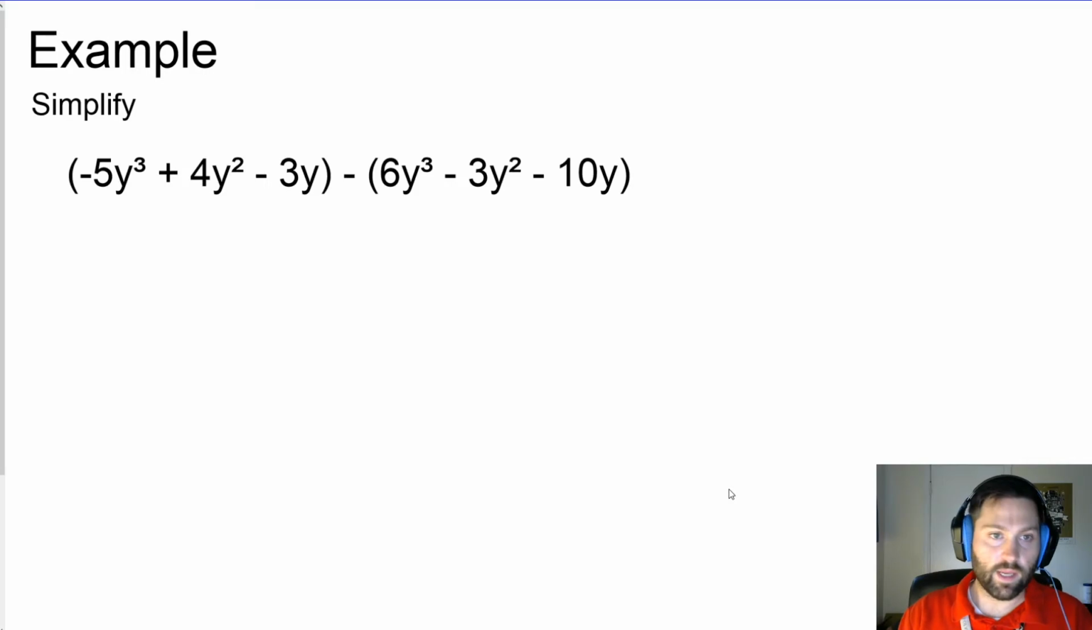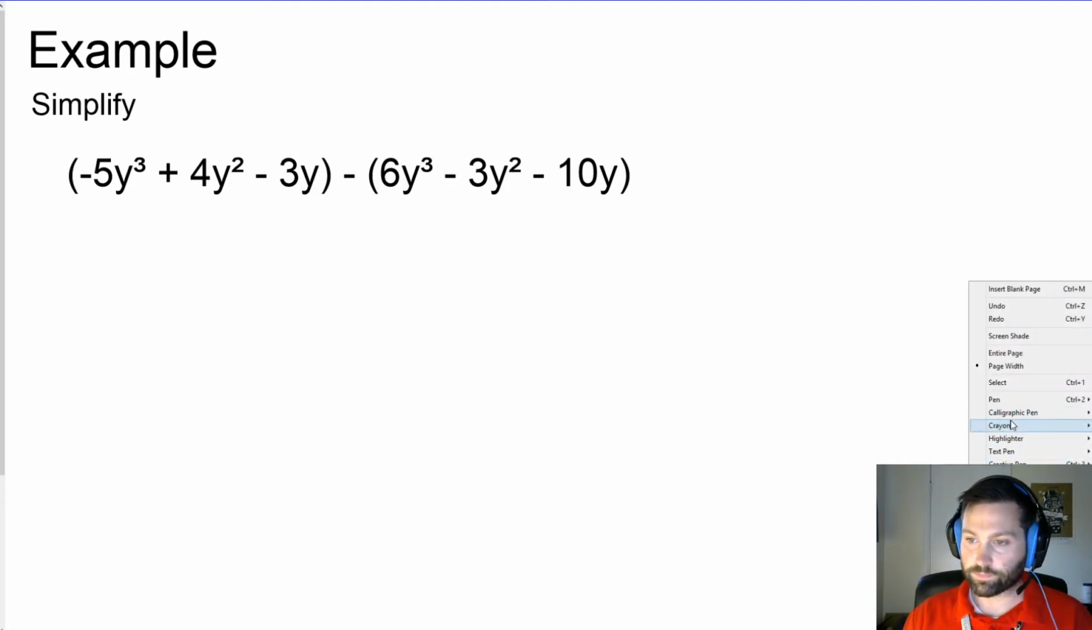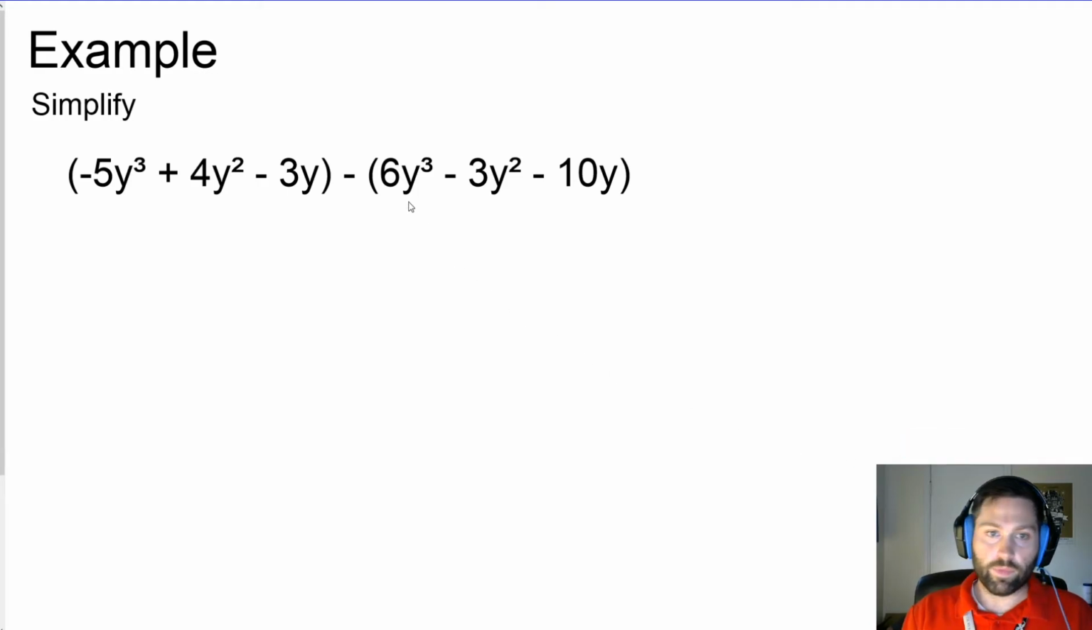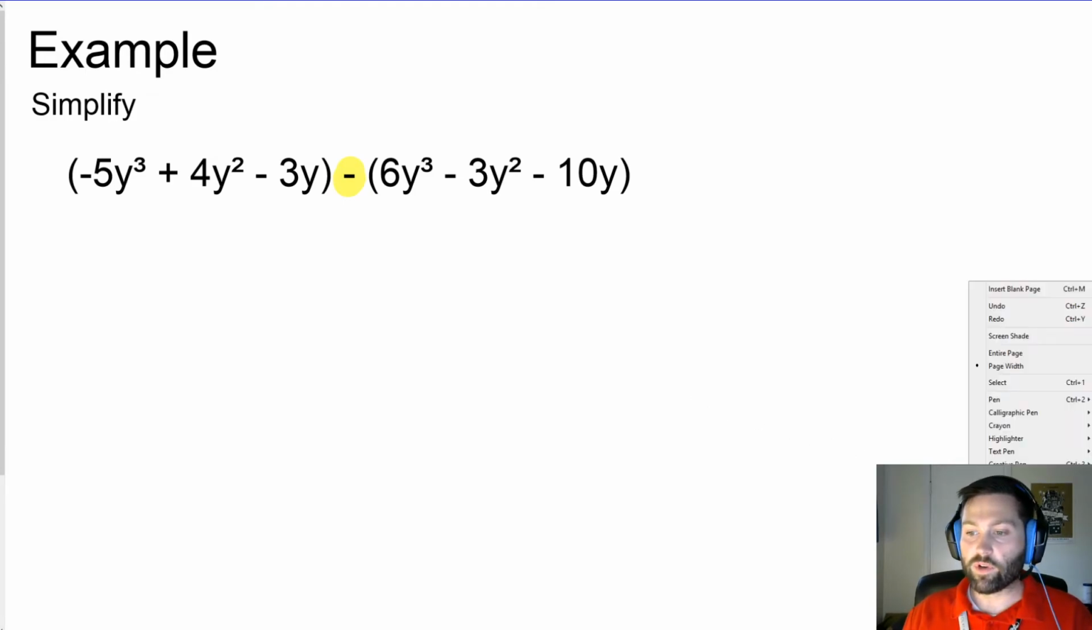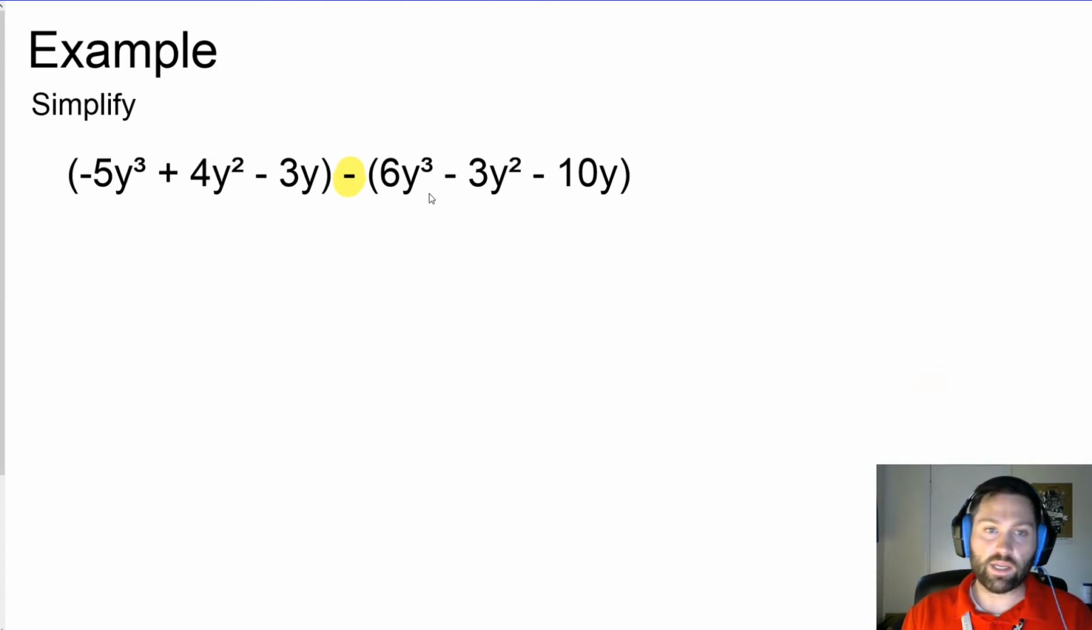So we're going to move on again to when I have higher powers than just x or y to the first power. Here I have all of these, y to the third, y to the second, and regular y, and then I have the same in the next parentheses. In this one, I do want to highlight this, literally highlight it. The negative sign in front of the parentheses is actually an indicator for you to put a negative 1 in front and then distribute it to all of the terms.